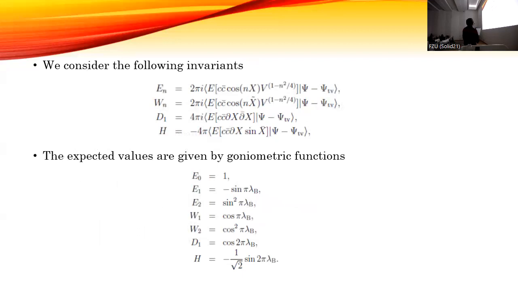So I'll be considering these invariants. They essentially include either some momentum or winding states or the ∂X operator. You probably don't have to remember the exact definitions. They won't be important. What's more important is that for this type of deformation, which I consider, the expected values are given by some trigonometric functions of the marginal parameter λ_B. So you can see it's either sine, cosine, sine squared, and so on.